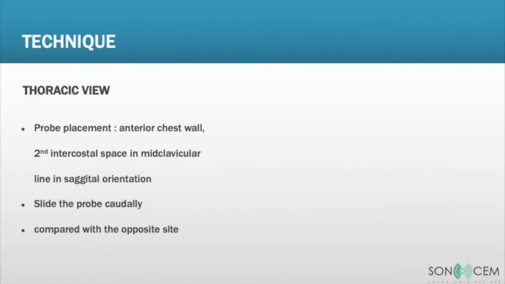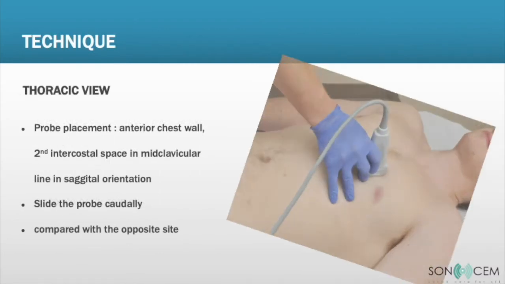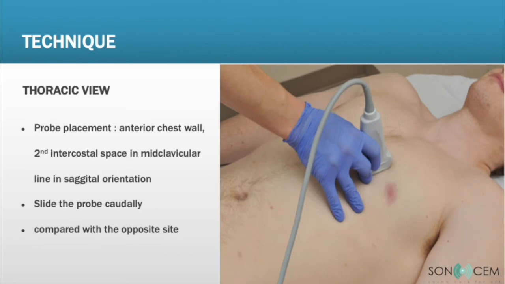Next, we move to the next view, which is the thoracic view. For the thoracic view, we place the probe on the anterior chest wall at the second intercostal space in the mid-clavicular line in sagittal orientation. We have to slide the probe caudally and don't forget to compare it with the opposite side.